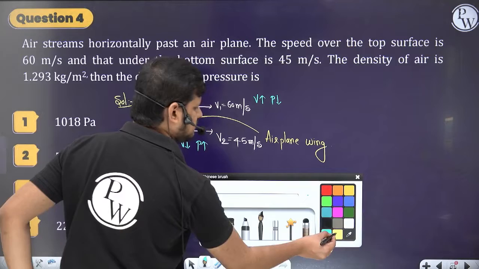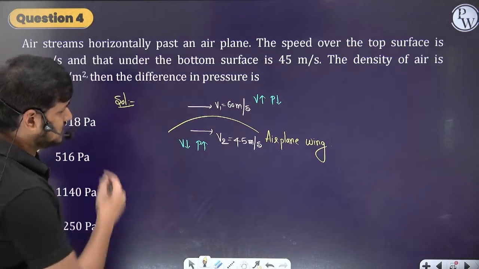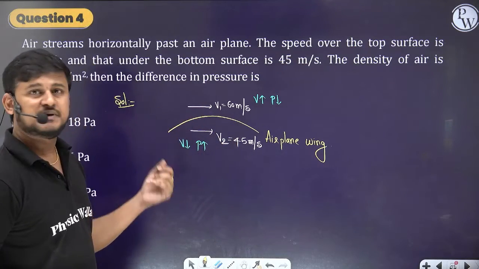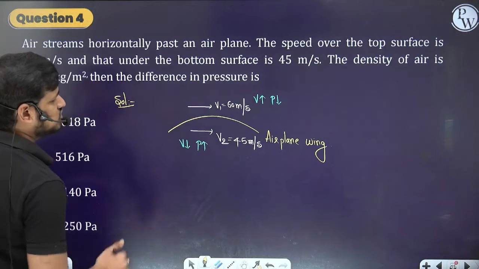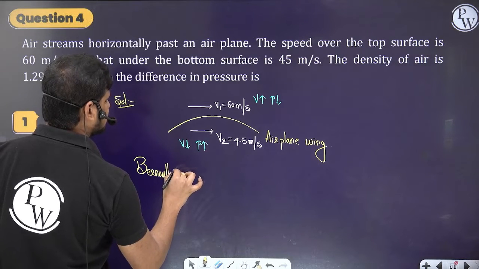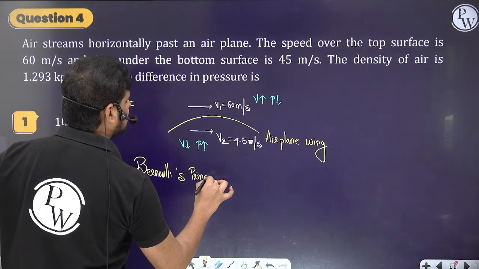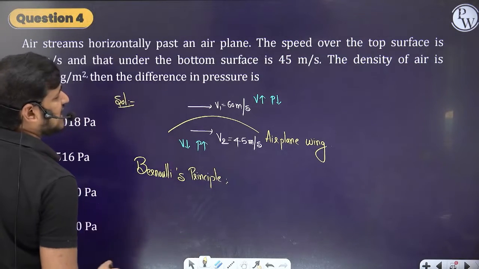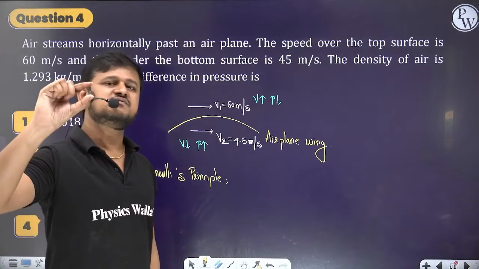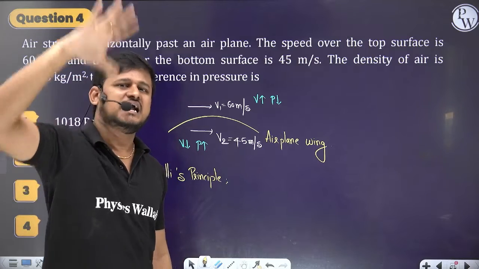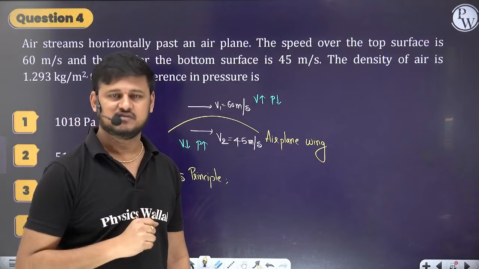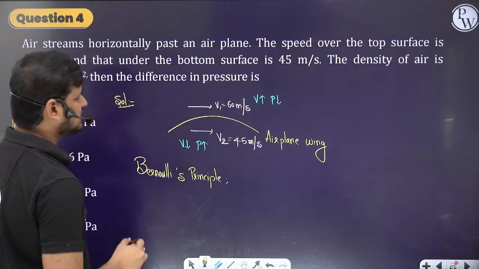So let's apply the concept. Can we directly go for Bernoulli's principle here? You guys can solve this, I guess. Write the Bernoulli's principle formula. Here the pressure difference is there, but the height is considered almost the same, because the airplane wing width is negligible compared to the height from the ground. So the height terms you can cancel out.